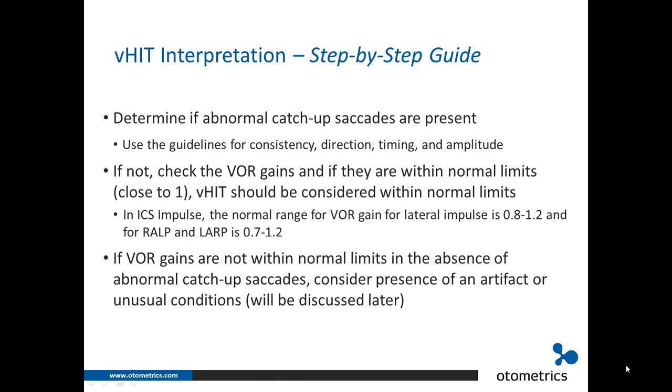If the VOR gains are abnormal, but there are no abnormal catch-up saccades, that usually means presence of an artifact or something very unusual. For example, if the patient has saccadic palsy and can't generate fast eye movements, then you may not see any saccades. But these cases are extremely rare and they're easily recognizable. As for the artifacts, we will discuss that in part 3.